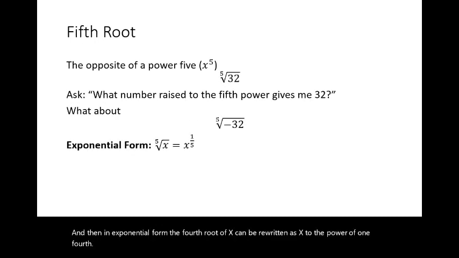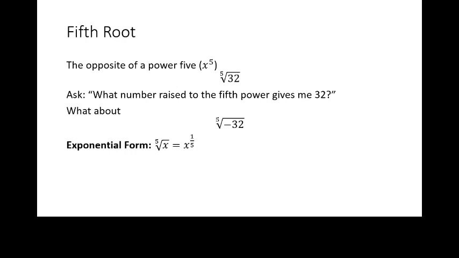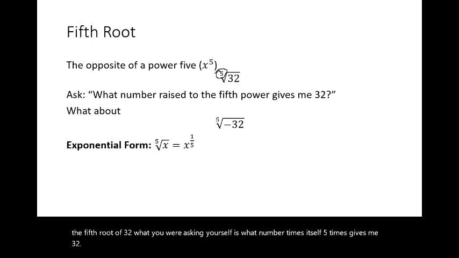Now, fifth roots are the opposite of a power of 5. So when your index is 5, you have a fifth root. So for the fifth root of 32, what you are asking yourself is what number times itself 5 times gives me 32. Well, 2 times itself 5 times gives me 32. So the fifth root of 32 is equal to 2.